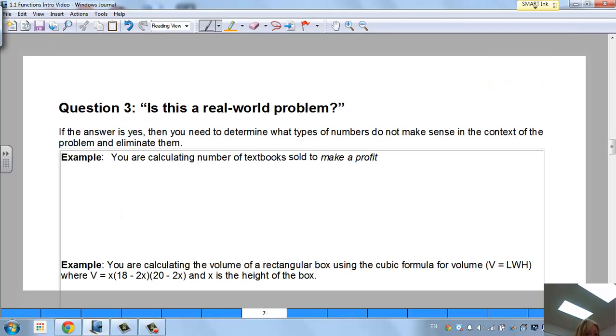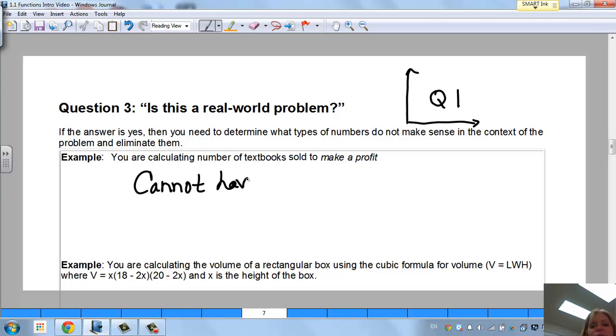Okay. Now, real world problems. If you answer yes to this, basically what I want you to remember is life is in quadrant 1. So here's a big L. Life is in quadrant 1. Because if it's a real world problem, lots of times you don't want to have negative numbers in it because it doesn't make sense, or negative dollars. So basically you usually don't have negative numbers.